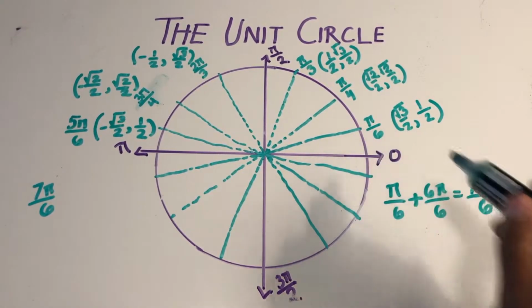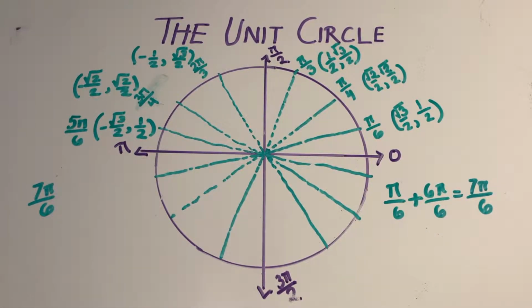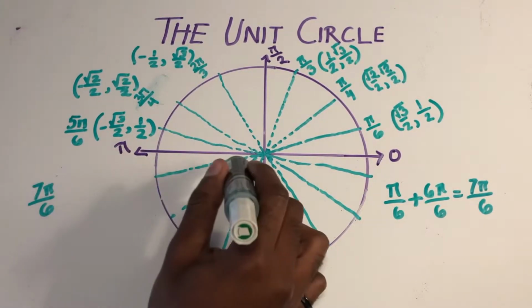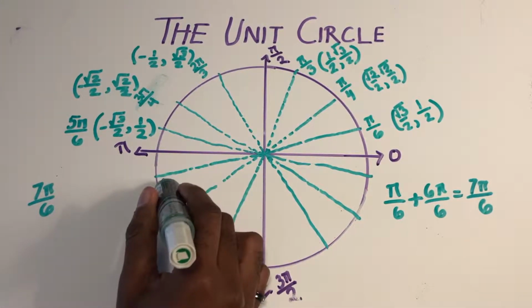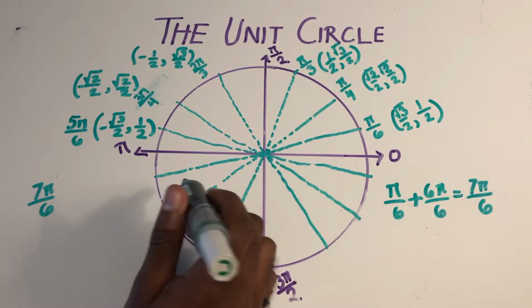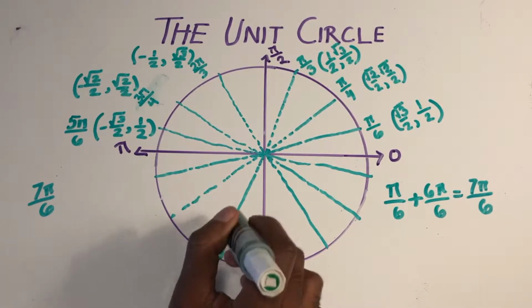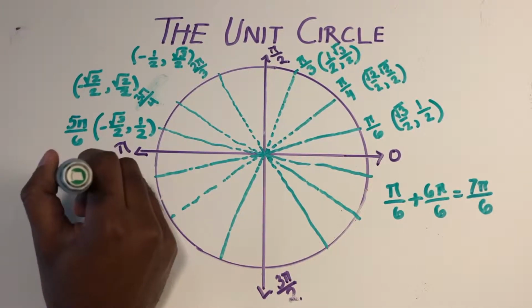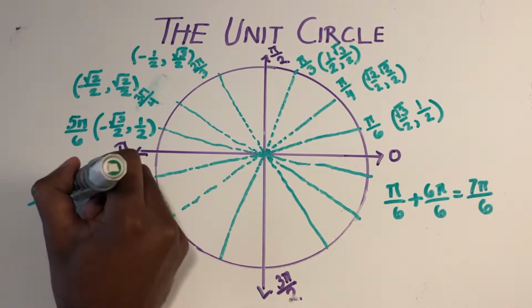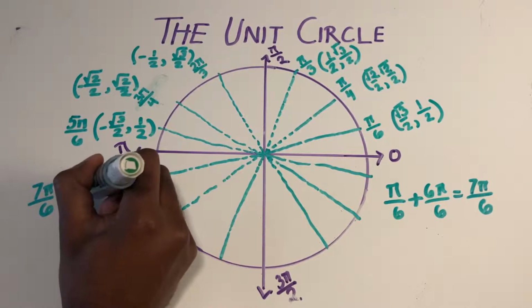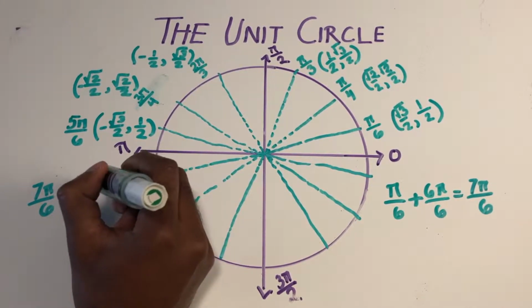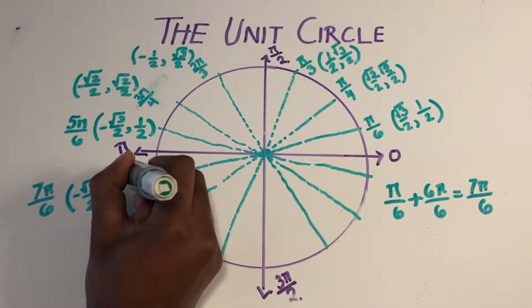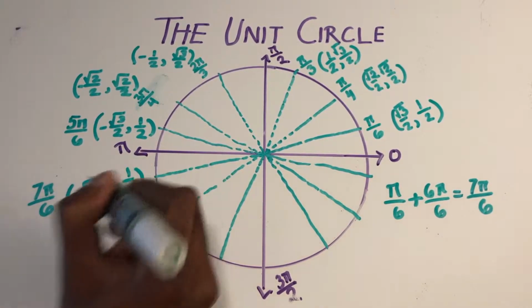Looking at the ordered pair is exactly the same. However, since we're in the negative side of the x-axis and in the negative side of the y-axis, we're going to have to change the sign of both values. So we have negative radical 3 over 2 and negative half.